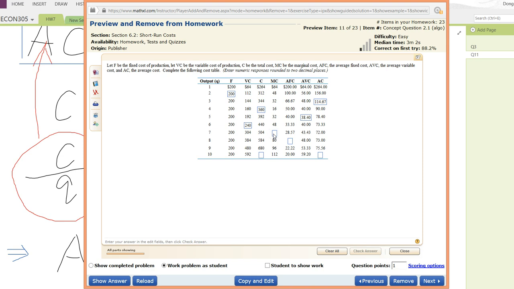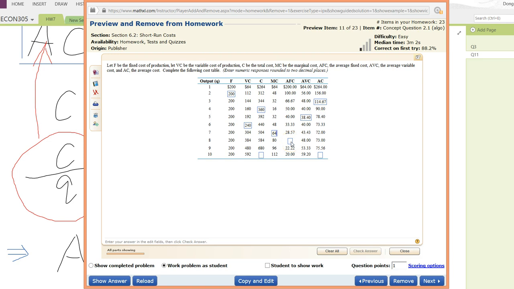So remember the definition of the marginal cost is that if you increase the output by 1 unit, the increase in the total cost. So if you increase from 6 to 7, that's increasing by 1 unit. Let's look at how much the total cost increases. It increases from 440 to 504. So the marginal cost is simply the difference between 504 and 440, and that's 64. And the eighth row, the blank is average fixed cost.